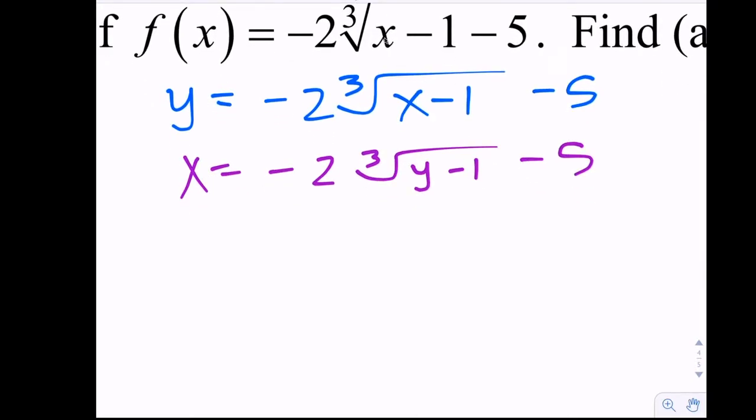And now all we have to do is solve for y, which means we're peeling back the layers algebraically, doing the inverse operations in the reverse order. So how would you start peeling back the layers to get back at y? What would you do first? Add 5. You would add 5, because the original function, the last thing you did was subtract 5. The first thing you're doing on the inverse is subtracting, or adding 5.